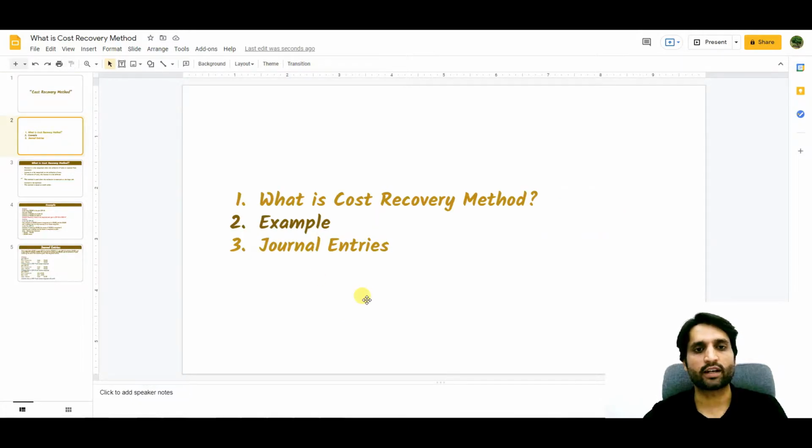In today's video, we are going to learn about the cost recovery method. We will see what the cost recovery method is. We will understand this concept with the help of an example, and I will share with you the journal entries, so we can see how to record this cost recovery method in our accounting books. Let's start with the beginning.